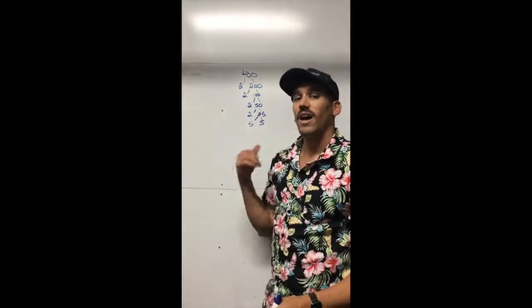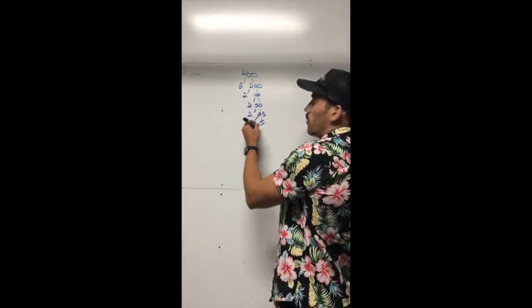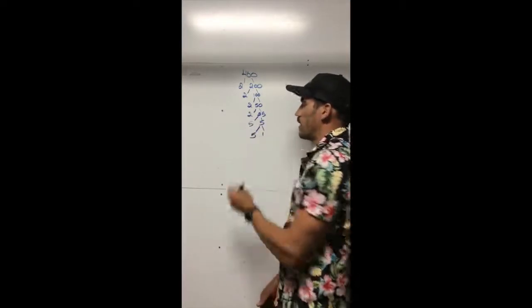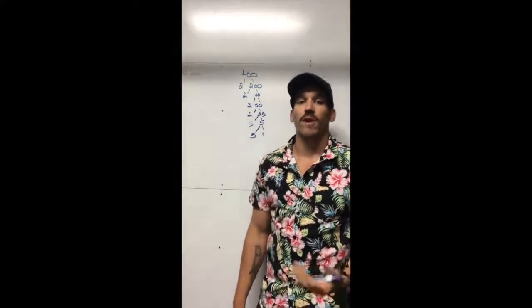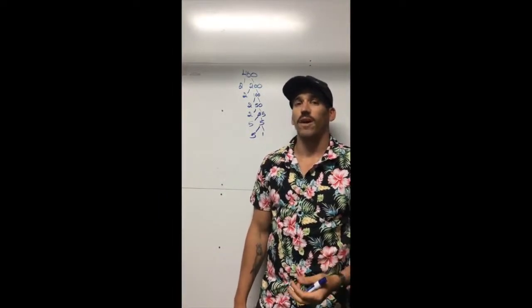Now the thing is, I can go one more step because I can divide that 5 one more time. And there's my prime factorization tree. That includes all the prime factors for 400.